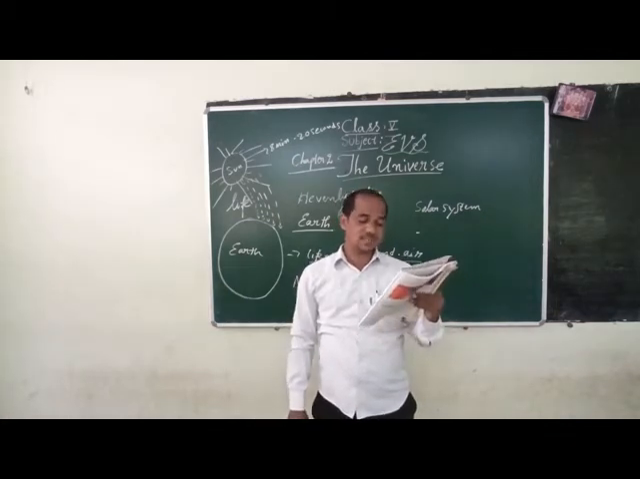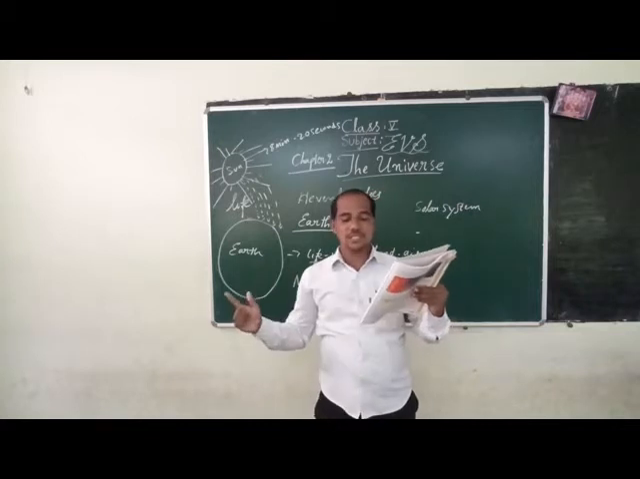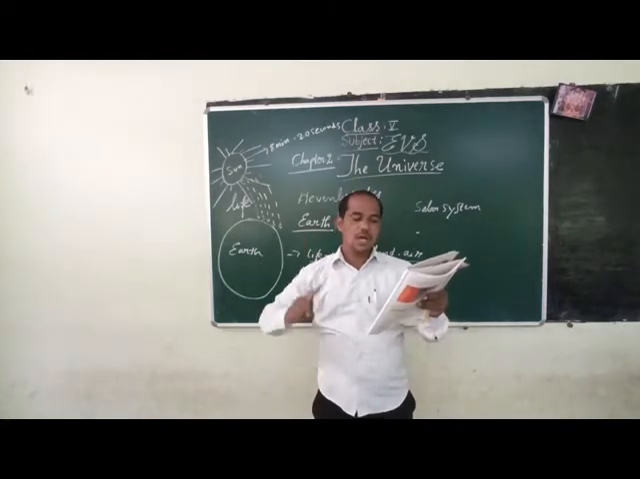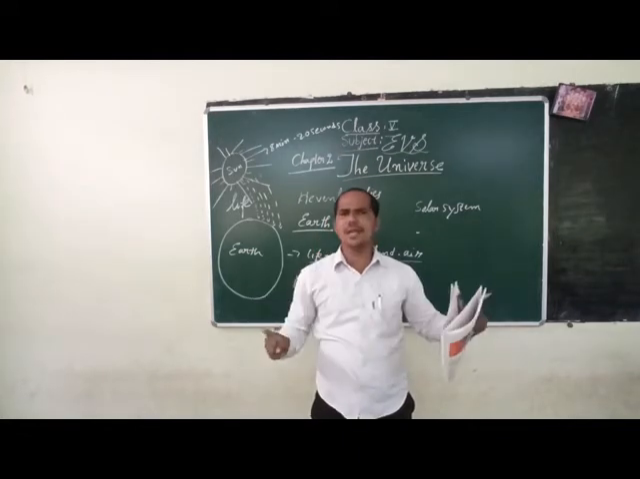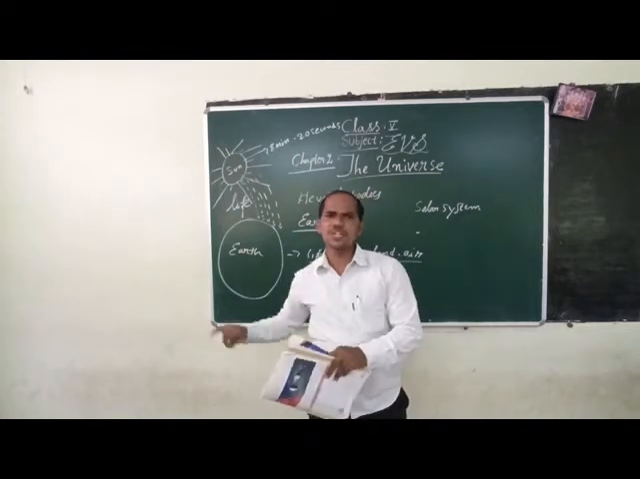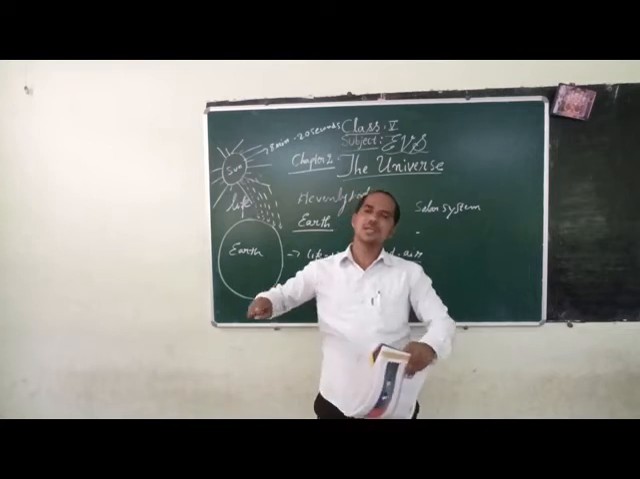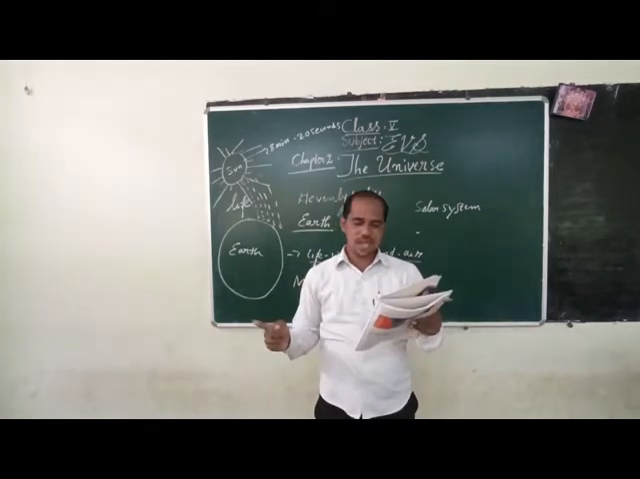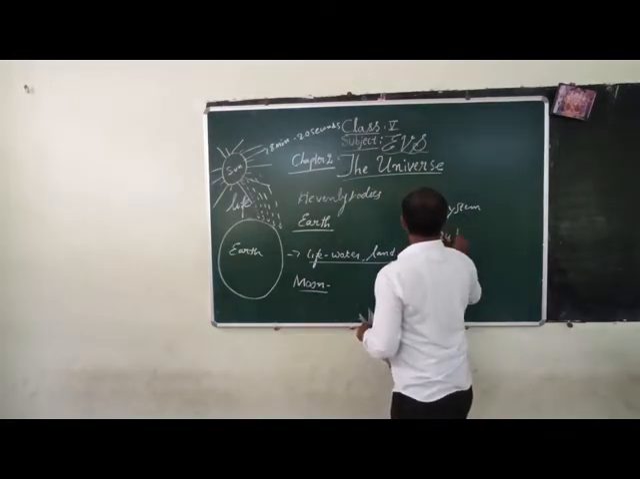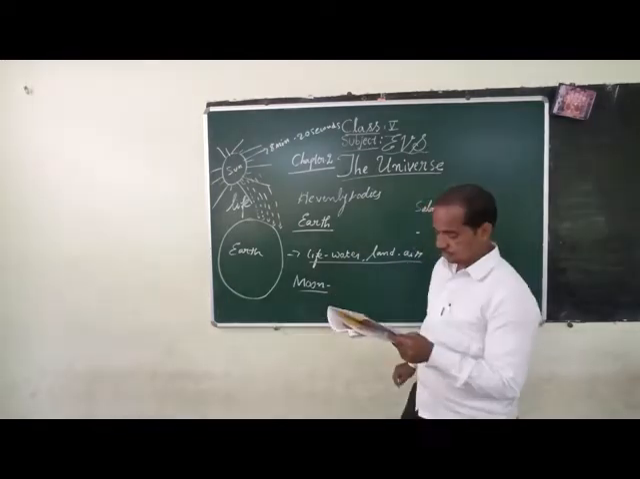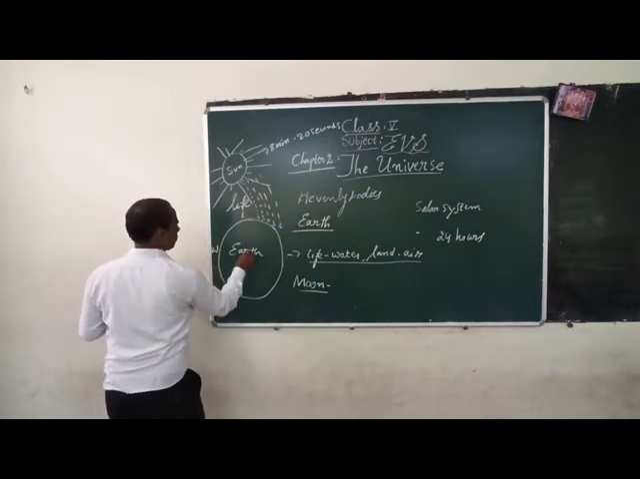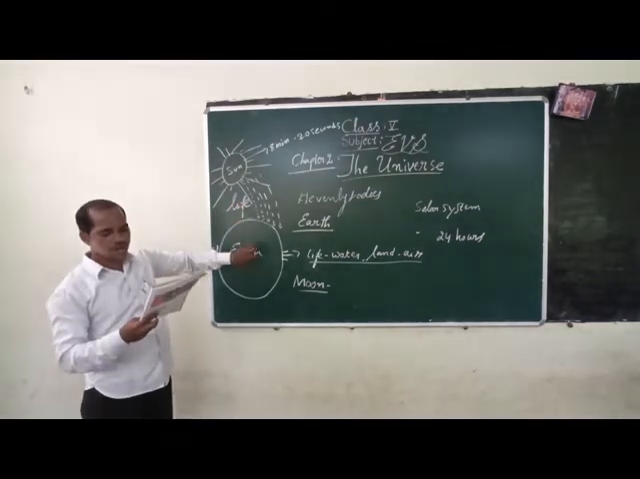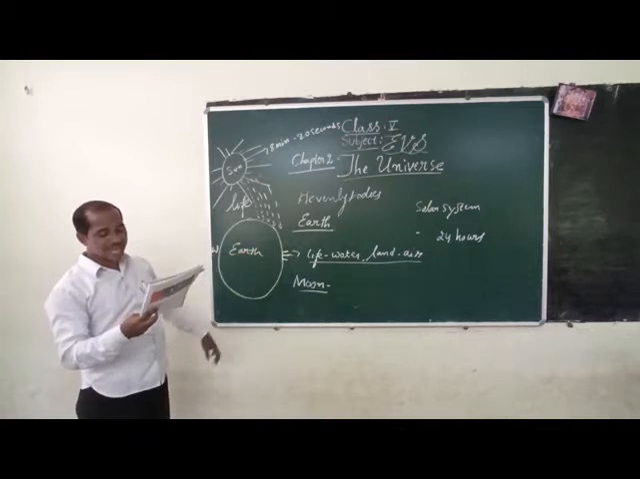The earth rotates at a fixed speed on its own axis from west to east in one day. All the planets rotate on their respective axes in their orbits. Our earth rotates on its axis from west to east. How long does it take? It takes 24 hours. The rotation of the earth causes day and night.